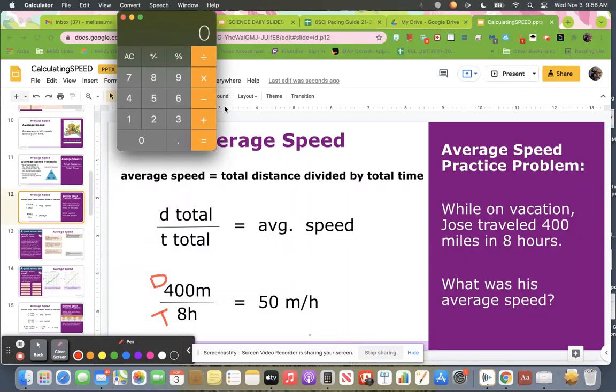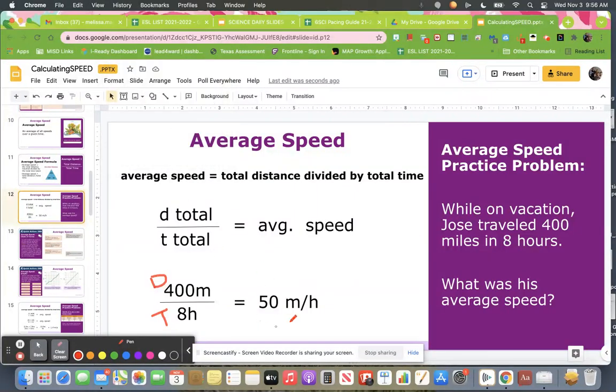So we divide the two. If I open up the calculator and type in 400 divided by 8 equals 50, that is the answer here. And a reminder that we have distance units and hours, so we need to have the units after our speed calculation, per hour. So that is his average speed.